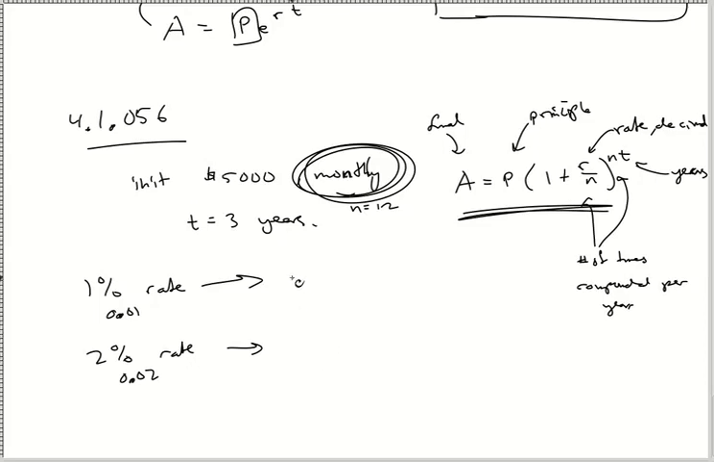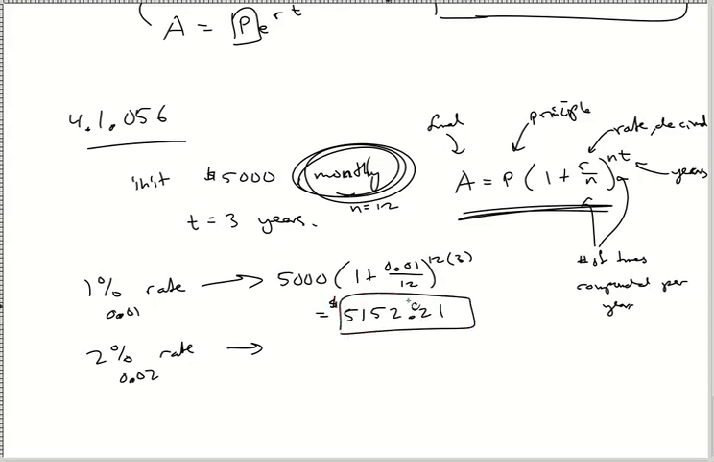So how do we get all this done? We're just going to plug it straight in. 5,000 times (1 plus 0.01 divided by 12), where N is always 12 here, and then 12 times T, which is 3. Calculator, all at once. And I'm just going to tell you here, it's 5152.21. I'm pretty sure they want dollars and cents, so stop at 2 decimals.